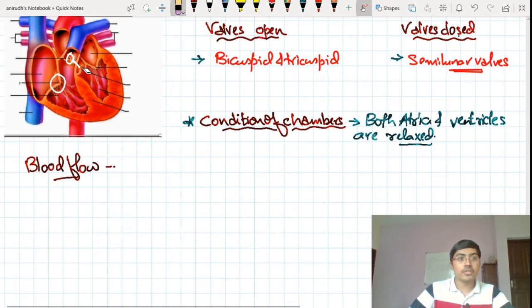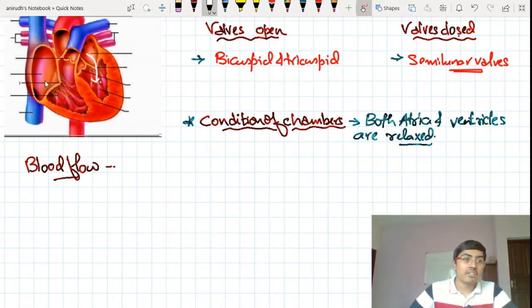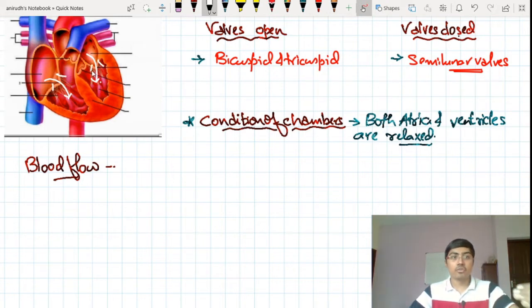So I was telling you that the bicuspid as well as tricuspid valves are open. If the bicuspid valve is open, the blood is flowing from left atrium to left ventricle, and from right atrium to right ventricle also the blood will flow, because the tricuspid valve is also open. So this valve is open, this valve is open, therefore because the ventricles are situated down, the blood will directly flow from atria to ventricle.